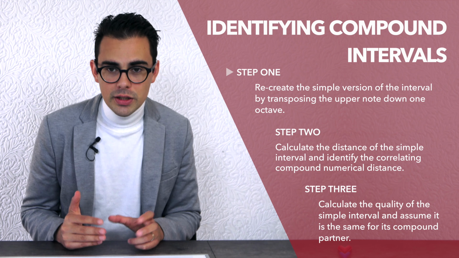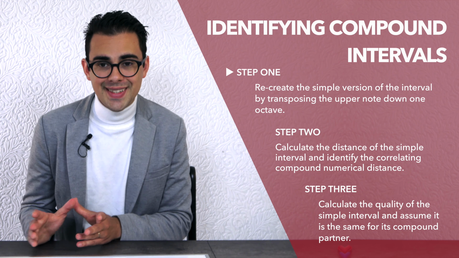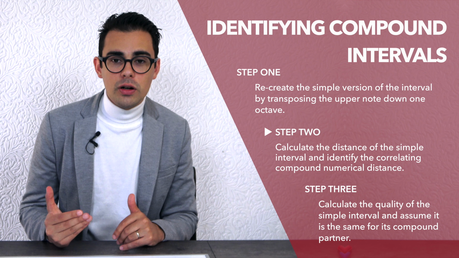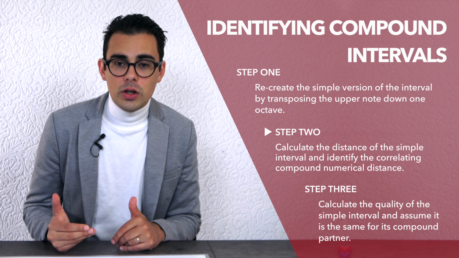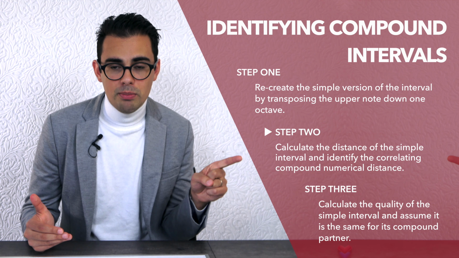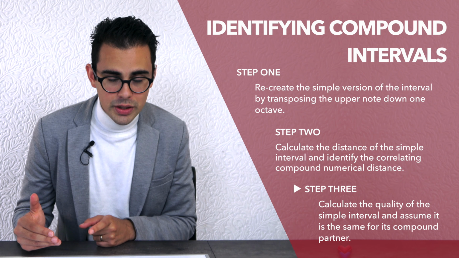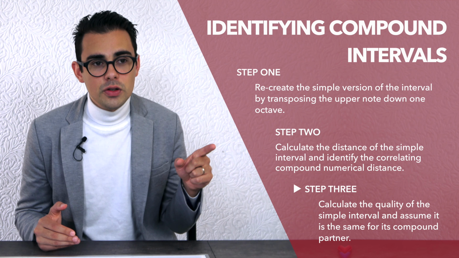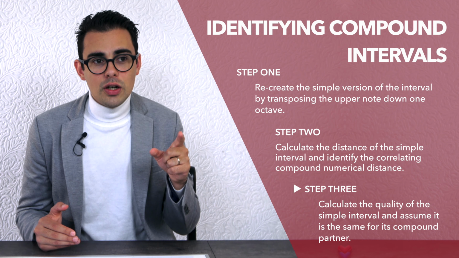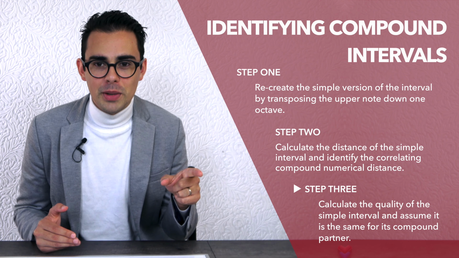The first thing we are going to do is reduce the interval to its simple form so that we can see what's going on more clearly. While we are looking at the simple form, we are going to calculate the distance and remind ourselves what the compound version of that distance is. Then we're going to calculate the quality of the simple interval, take that quality and insert it into the compound interval's label. So let's get started.